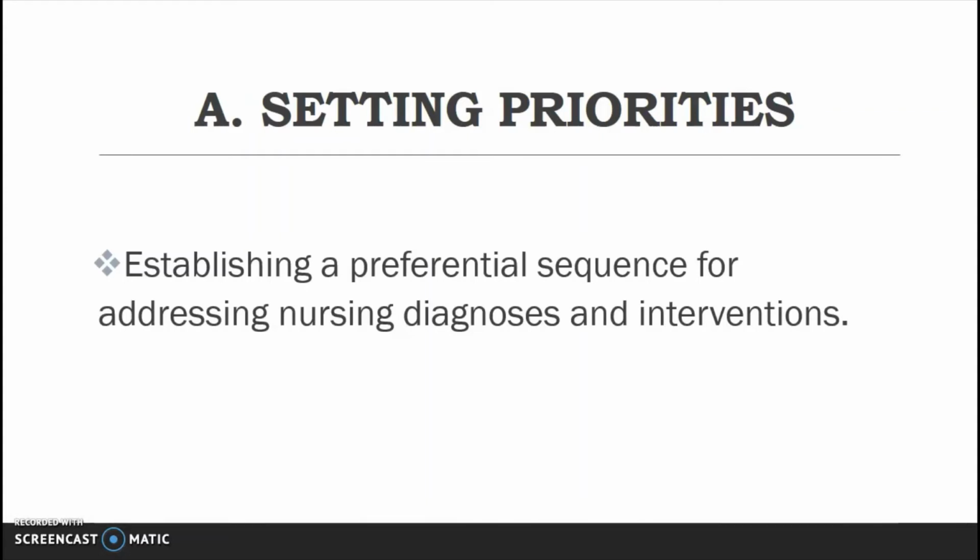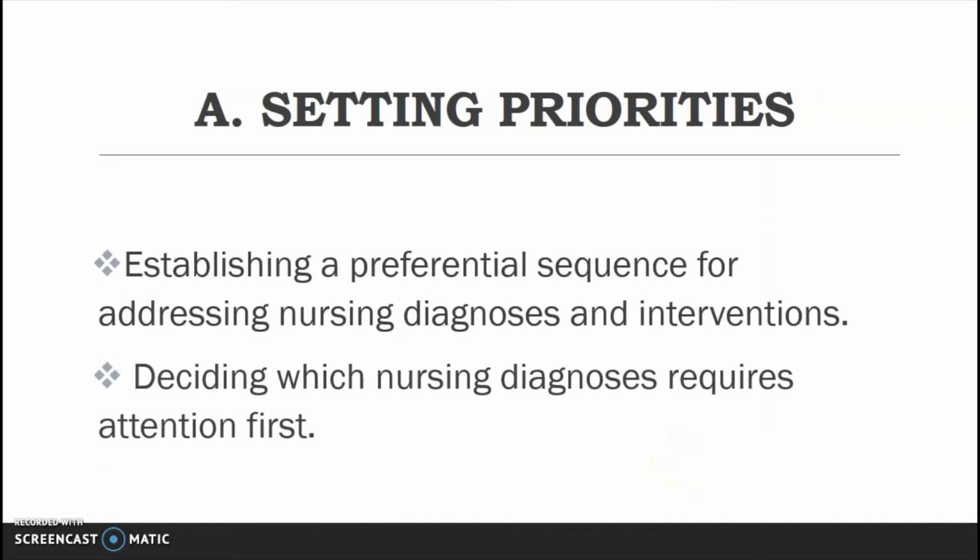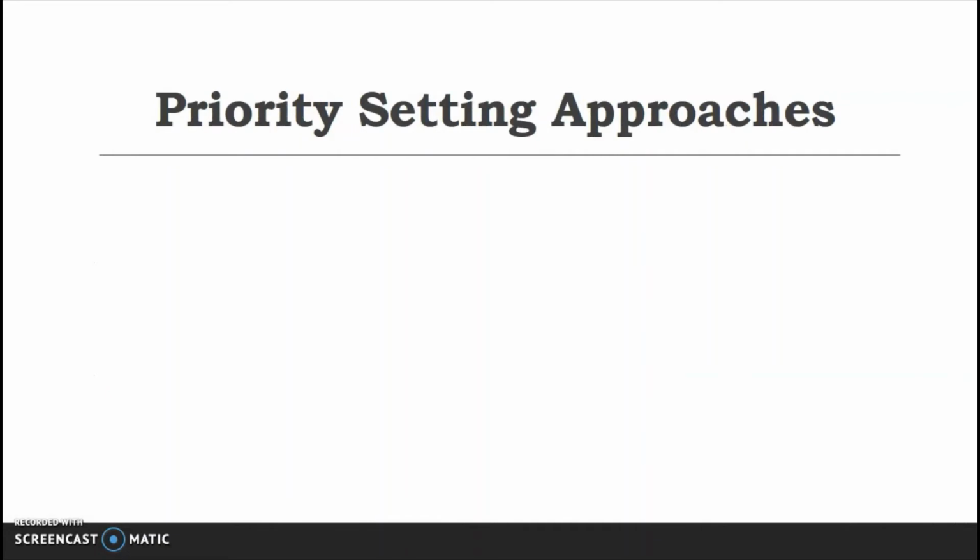So basically, we want to know which nursing diagnosis should be given priority first. Okay, so in setting priorities, we have to decide which nursing diagnosis requires attention first based on these priority setting approaches. Number one, we can make use of the ABC approach. What does it mean? ABC approach means A for airway, B for breathing, and C for circulation. Again, A for airway, B for breathing, and C for circulation. Okay, so that is your ABC approach.